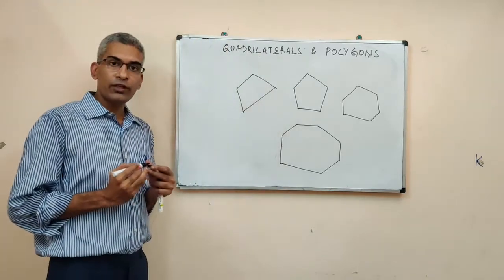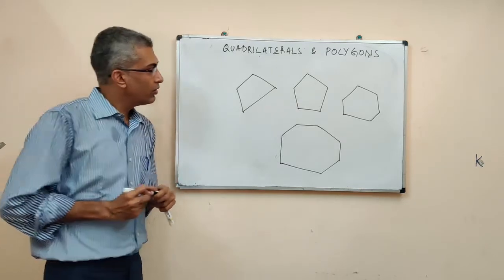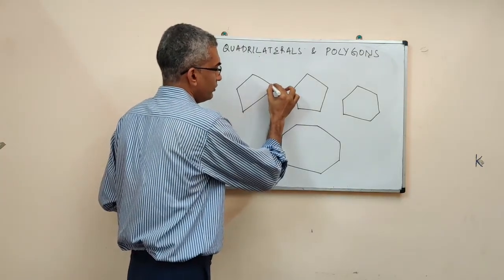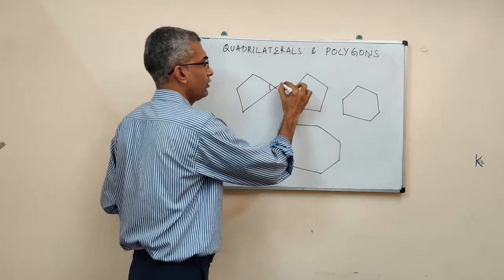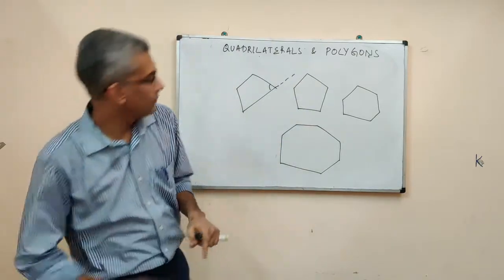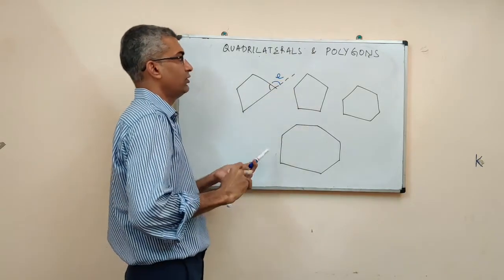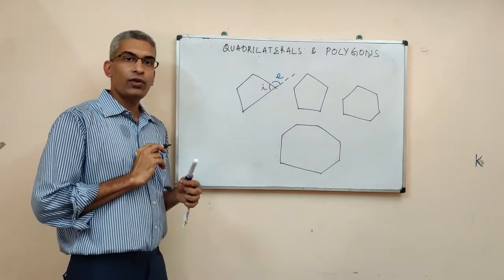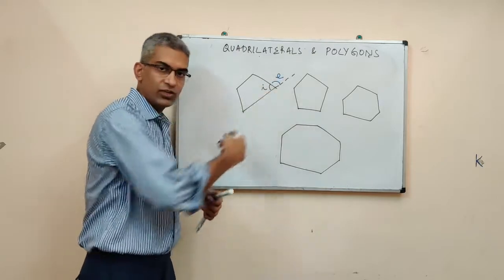Some typical properties are common to all polygons. In a polygon, look at this figure. This angle is called the internal angle. This angle is called the external angle. This is the external angle, and this is the internal angle. The sum of the internal angle and the external angle will always be 180 because it is essentially a straight line.